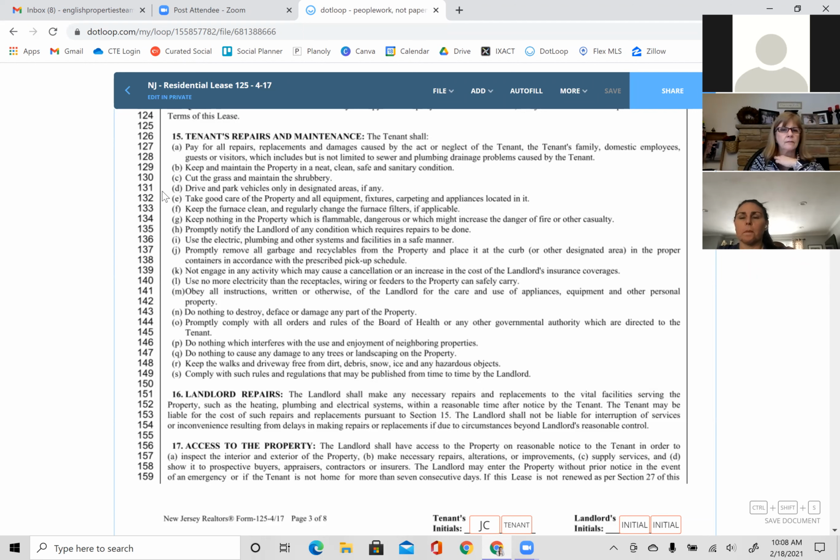They should be taking good care of all the equipment and fixtures in the property, making sure that they change the filters and things like that for the furnace to keep the life expectancy of the furnace. They should be notifying the landlord of anything that needs to be repaired. So if there's something that is breaking down, they should be notifying their landlord. They should be using all of their facilities in a safe manner, making sure that they're removing garbage and recyclables and putting them in the right place. So making sure that they bring the garbage out on the days it's supposed to be going out, putting the right things out.